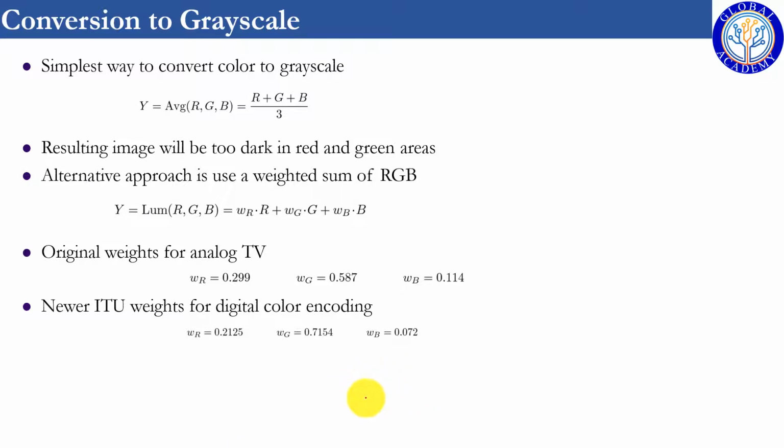So the resulting image would be darker for red and green color areas. So the alternative approach is to use a weighted sum of RGB, like R is multiplied by some weight, and then G is multiplied by some weight, and similarly blue is multiplied by some weight, and then added together to get the grayscale image. And we have some standards, like in analog TVs we use these constants, WR, WG and WB, and in case of digital color encoding we use different weights.